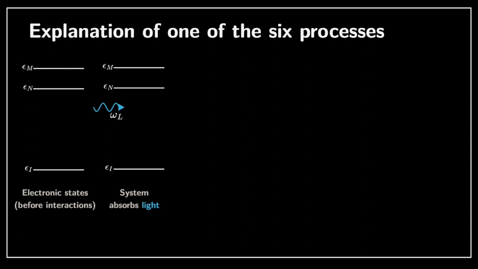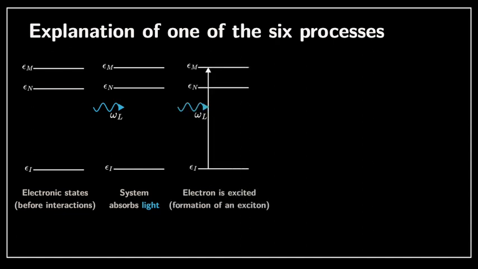As a result, we have a transition of an electron from the ground state to some excited state. So the electron is excited to a higher value, and we have the formation of an exciton. An exciton is basically a pair of hole and electron. So this is what we have. This is the quantum mechanical effect.